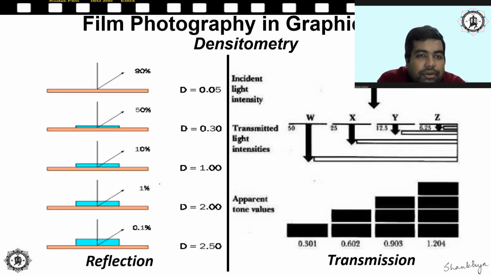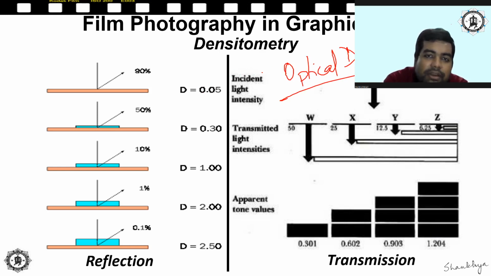Now we come to the topic of densitometry, which is perhaps one of the most important metrological aspects in print production. What is densitometry? But before understanding densitometry, let us first understand what is the meaning of density. To be specific, what is the meaning of optical density? This is not to be confused with the density that you use to measure some fluids using your specific gravity bottles, not that density.